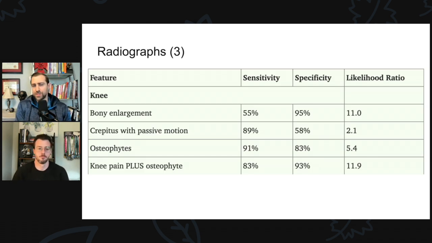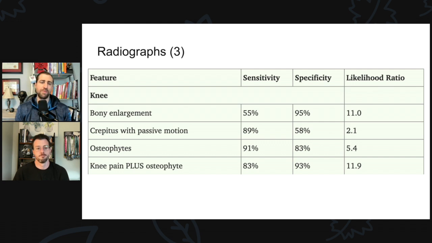And I took this from one of the studies, which I thought was interesting because they're using a combination of clinical tests as well as radiographs to help to rule in symptomatic osteoarthritis. And they're using sensitivities and specificities, which is kind of cool. So if you're seeing bony enlargement on radiographs, it has a sensitivity of 55% and a specificity of 95%, right? So if you're seeing that, it's pretty good for ruling it in, but not very good for ruling it out.